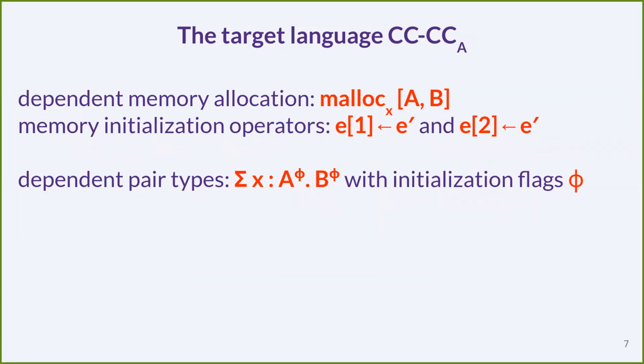The target language developed for this pass is based on the language after closure conversion. We call it the closure converted calculus of constructions with allocation. This language has memory initialization constructs, as well as a dependent pair or sigma type that requires initialization flags on each element, i.e. it's 0 if it's uninitialized or 1 if it is.